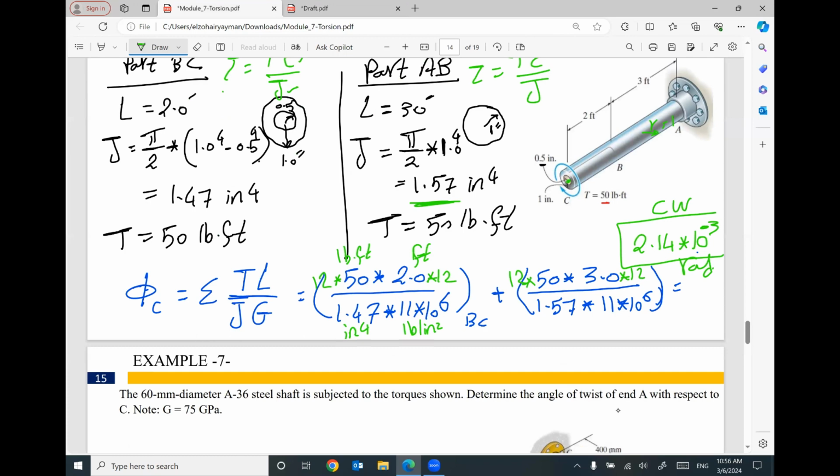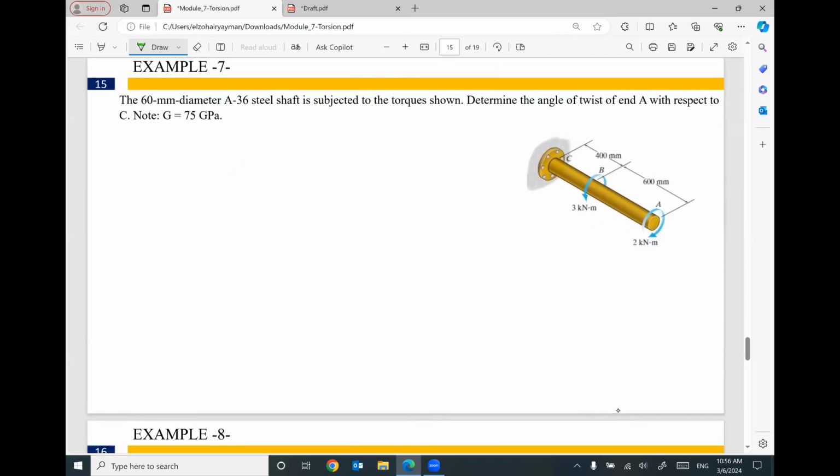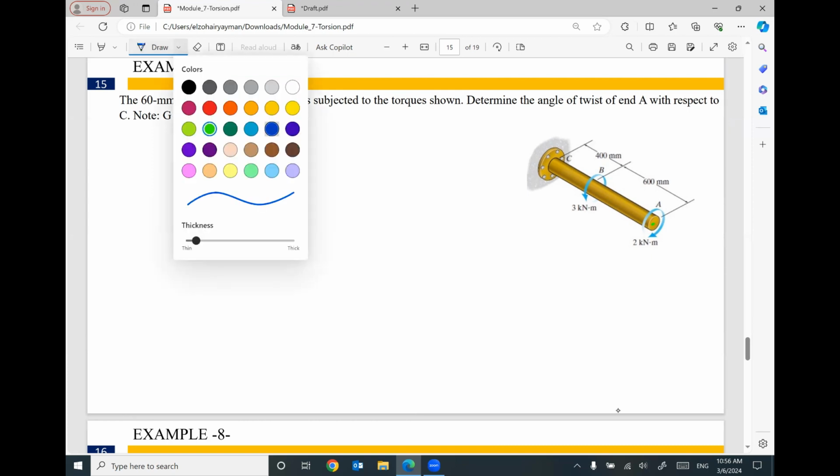We have one more example. For this shaft with a diameter 60 millimeter made from steel A36 subjected to the shown torques, we need to determine the angle of twist at the end A. So this shaft will be divided into different parts, from A to B, from B to C.